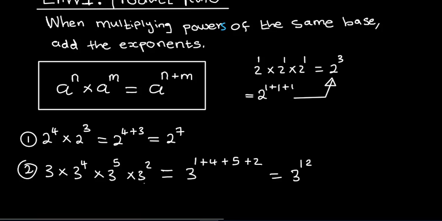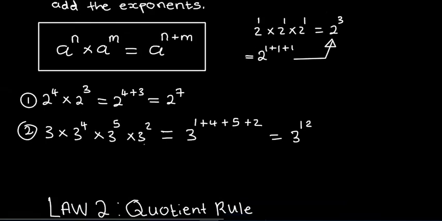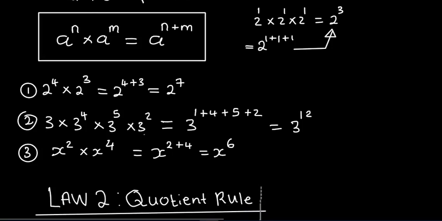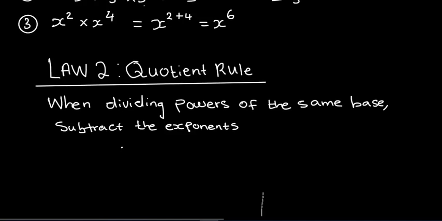All right, I hope that's understood there. You can do this also if you have variables. Let's say you have x to the exponent of 2 times x to the exponent of 4. This equals the same base, base is x, exponents are 2 plus 4, which gives you x to the exponent of 6.